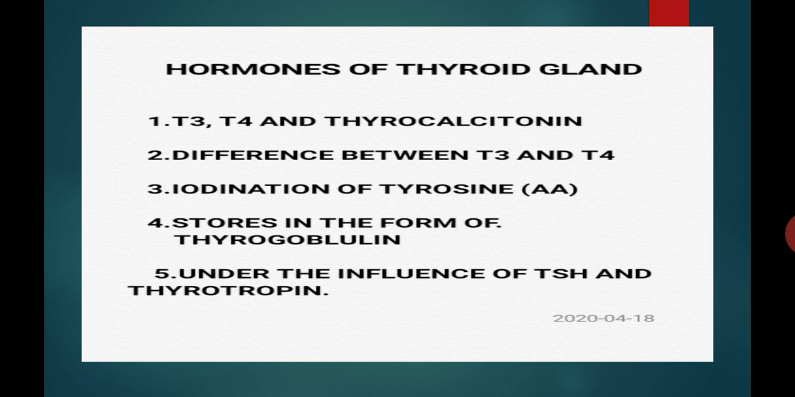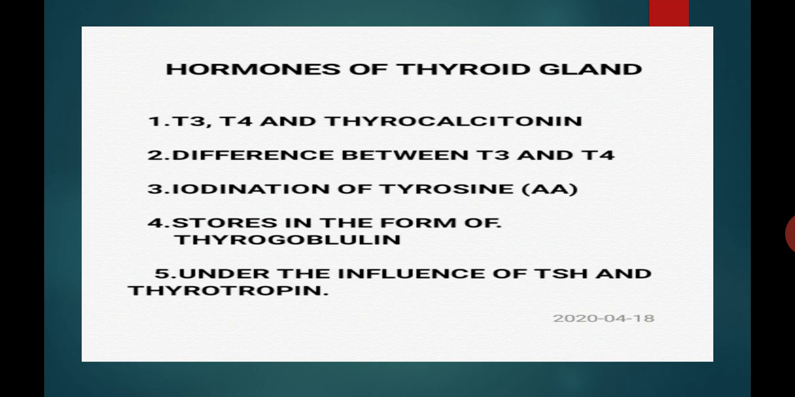The thyroid gland secretes three hormones, T3, T4 and thyrocalcitonin. T3 and T4 hormones are synthesized because of iodination of one amino acid called tyrosine. After the synthesis, they get stored in the thyroid follicle in the form of thyroglobulin with the help of a protein called globulin.